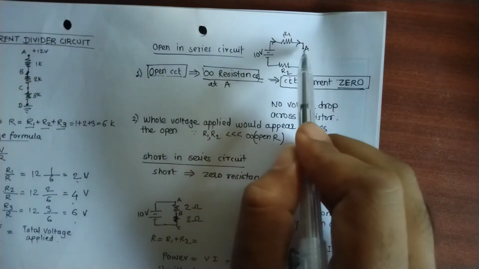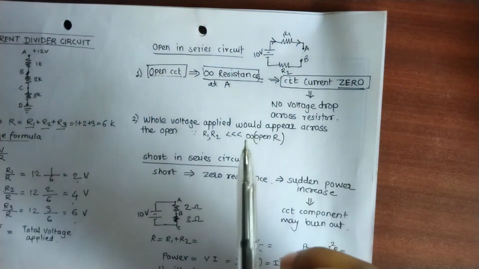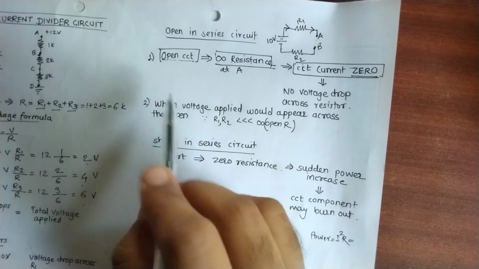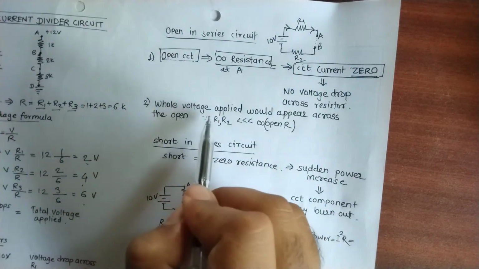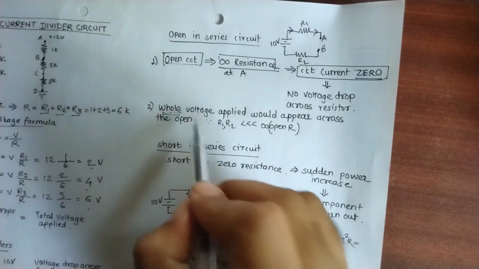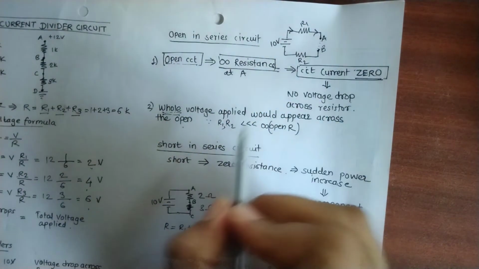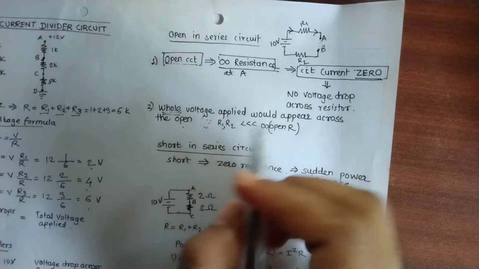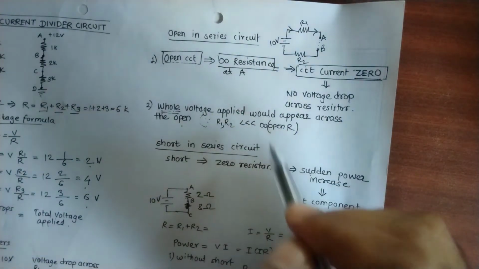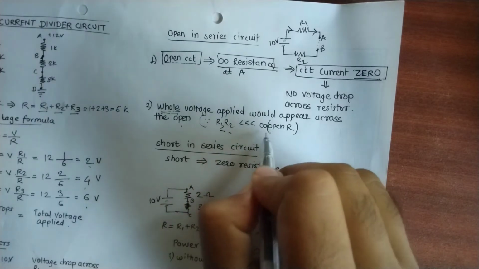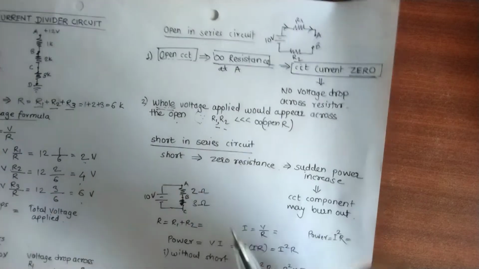So 10 volts will appear at the point of open, that is A and B. What is open in a series circuit? It suggests that the whole applied voltage would appear across the open, that is A and B. What is the reason behind that? Because R1 and R2 are very small compared to the open, which is infinite resistance, right?